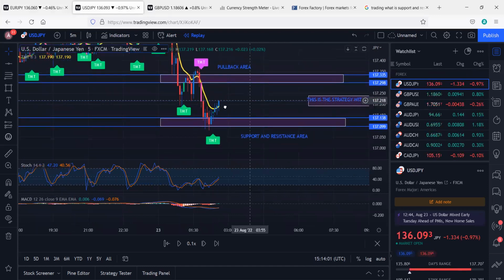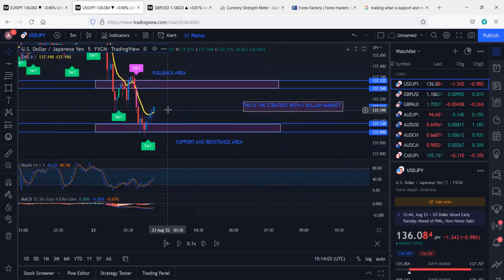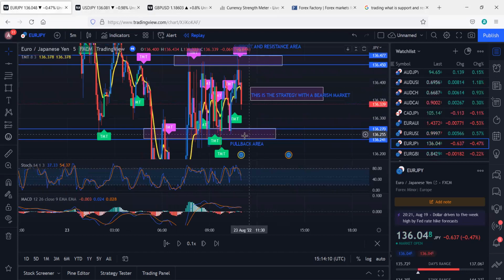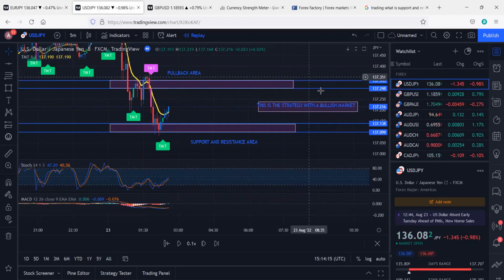So let's see that now. This is the strategy with a bullish market. I'm saying this once again so it can make sense for you all. As we saw in the bearish market, the support or resistance was here. This is the support or resistance in the bearish market. But if we look back to the bullish market, now it is the opposite way around. Do you understand my point?